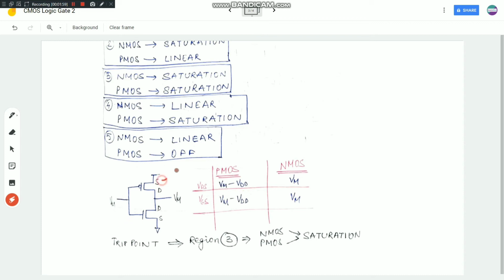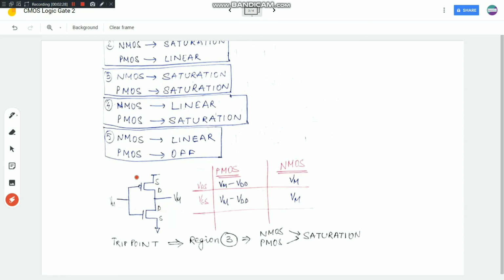So this is my source connected to VDD, and my gate is at Vm, and my drain is also at Vm. So for PMOS, VDS is Vm minus VDD. For NMOS, VDS is Vm, since my source is at ground, so 0. So this is Vm minus VDD, and this is Vm.